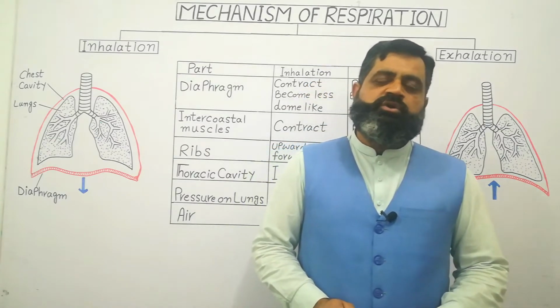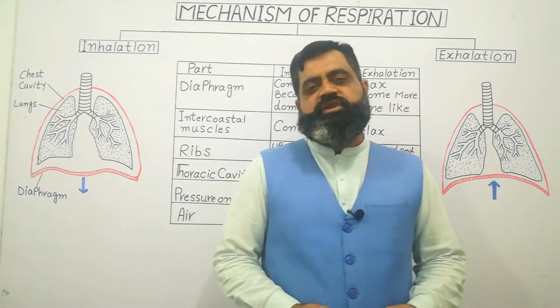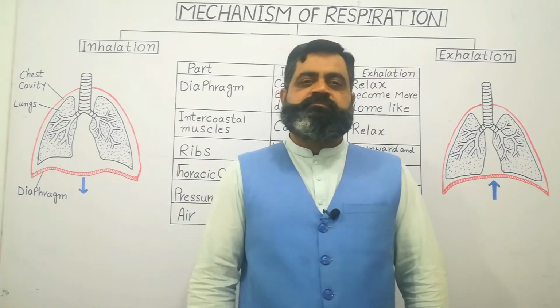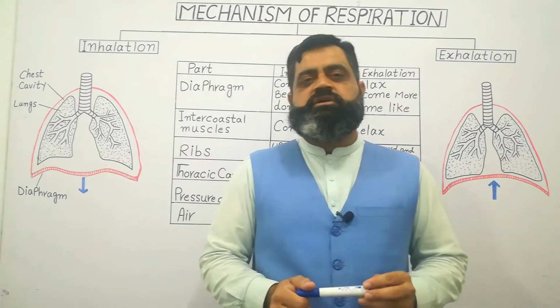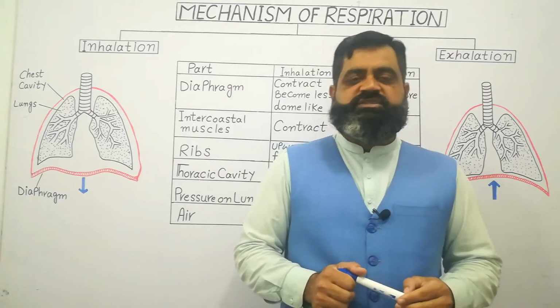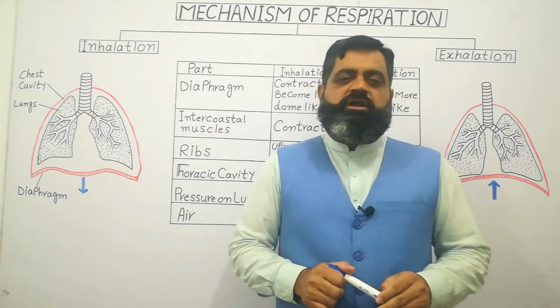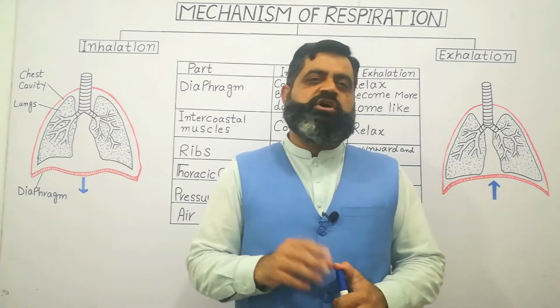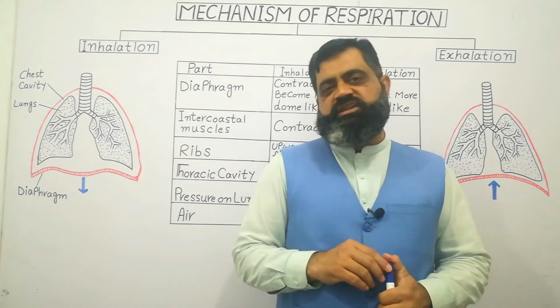Today we are going to discuss the mechanism of respiration. As you know, there are two types of respiration. One is cellular respiration, which occurs in the mitochondria of the cells, and the second type of respiration is also known as breathing or ventilation. Today we are going to study the mechanism of ventilation.